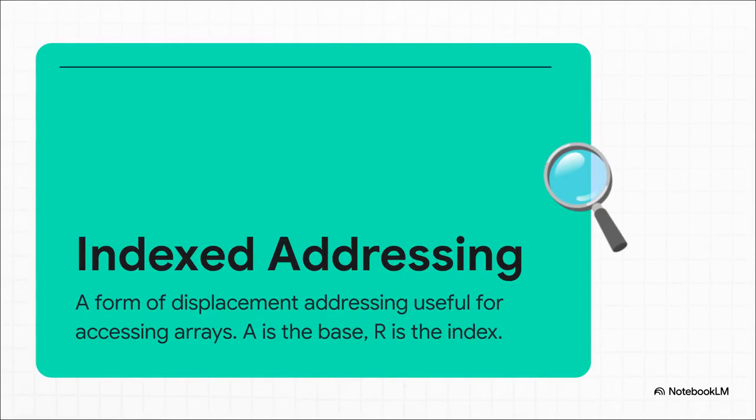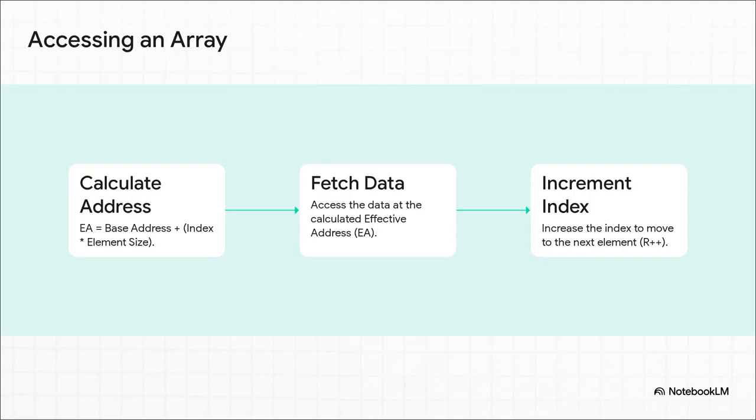And a perfect example of where this is used all the time is something called indexed addressing. This is absolutely essential for working with arrays, lists of data. The base address points you to the very beginning of the list, and then the other value acts like an index, letting you pick out exactly which item you want. So let's walk through it.